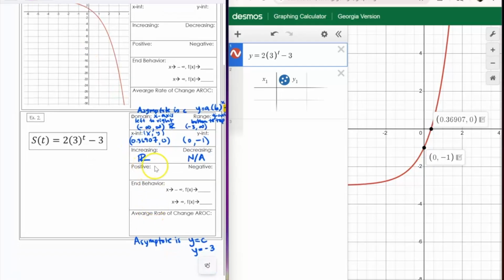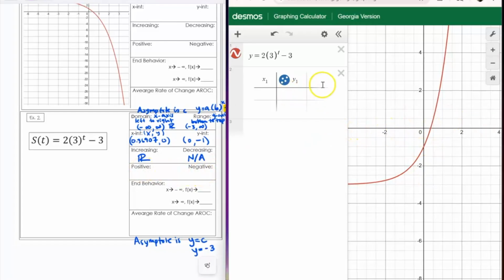All right, now positive and negative. When is the graph positive? When is it negative? Positive is when it is above the line. So I'm going to draw this line right here, y equals 0. And I'm going to double check that because sometimes I get confused with that.